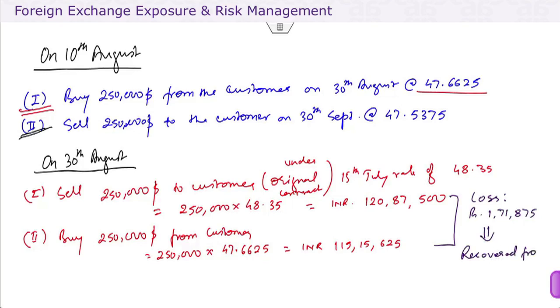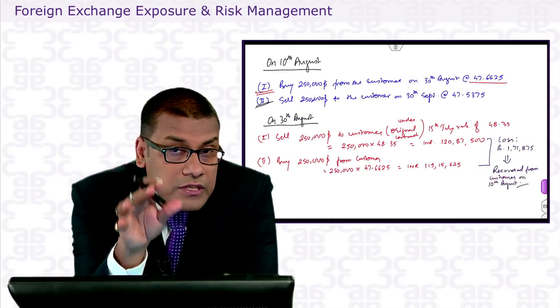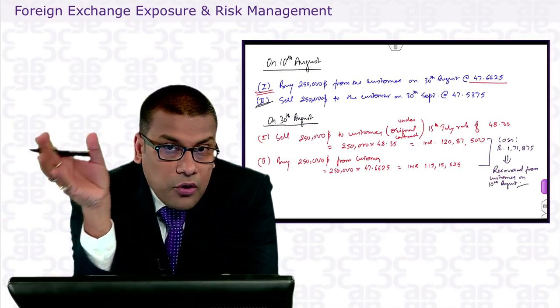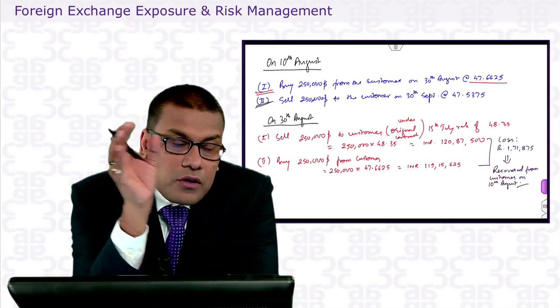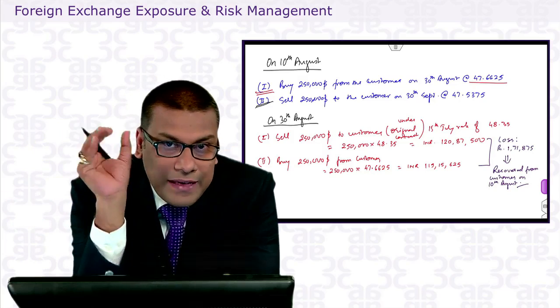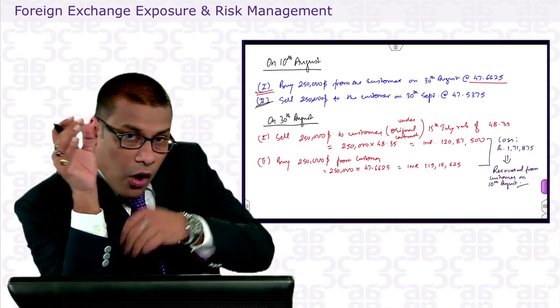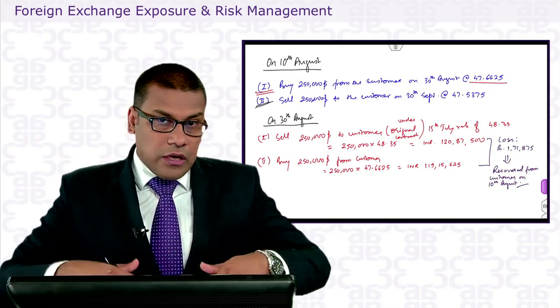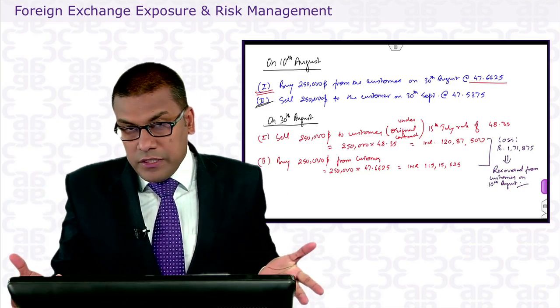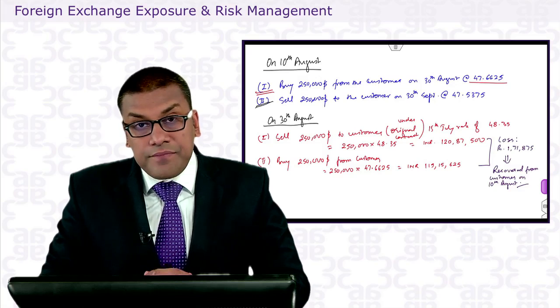Now this loss will be recovered from the customer on 10th itself. On 10th of August, when the customer has come to extend the contract, you are agreeing to a forward rate on the prevailing 10th rate. On 10th, what is the rate for the original date, 30th of August, when the contract would not have been extended and would have been executed? So what is the rate now at the time you're requesting the extension? So I'll know the position, whether there is a gain or loss at that point in time.